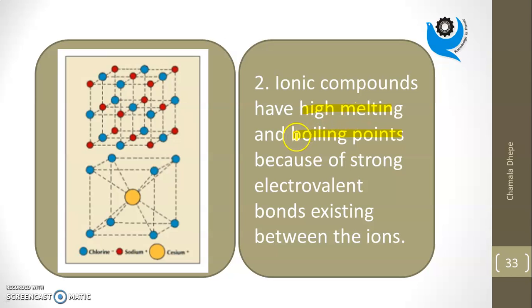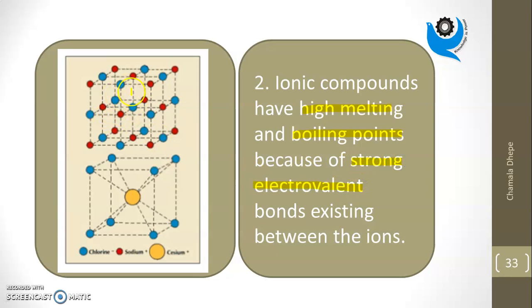And what is boiling point? Boiling point is the temperature at which a liquid gets converted into vapor. That temperature we call the boiling point. So see here, what property do ionic compounds have? They have high melting and boiling points. Why do they have high melting and boiling points? Because of the bond formed between them. Which bond? A strong electrovalent bond is formed.